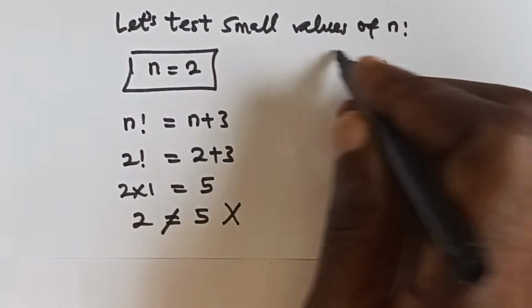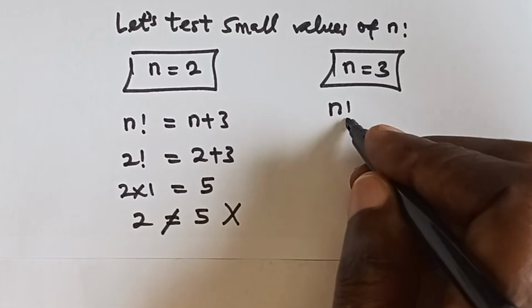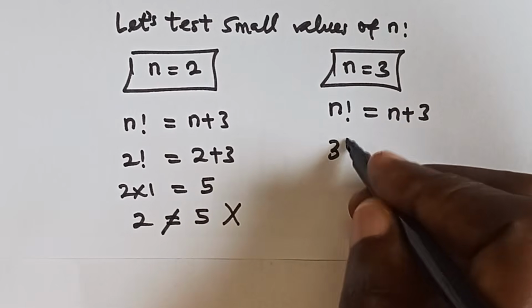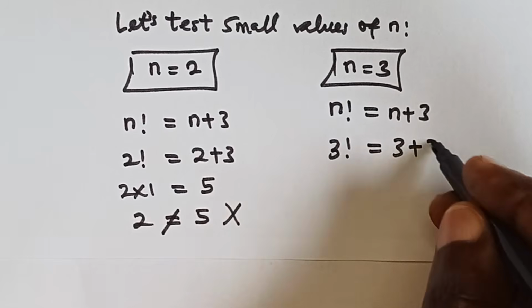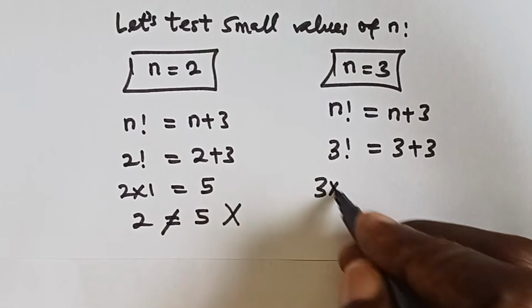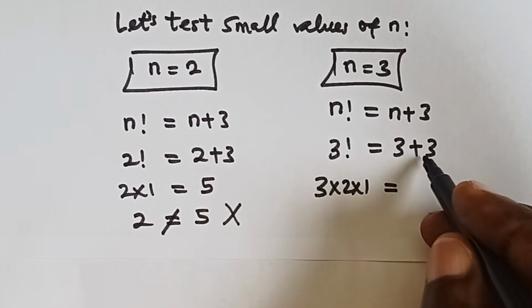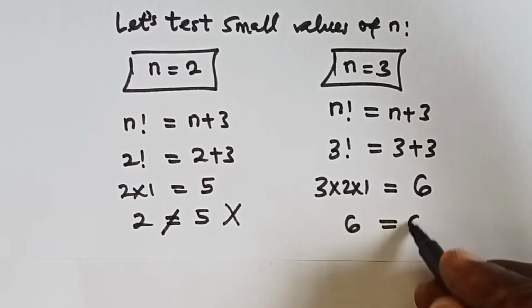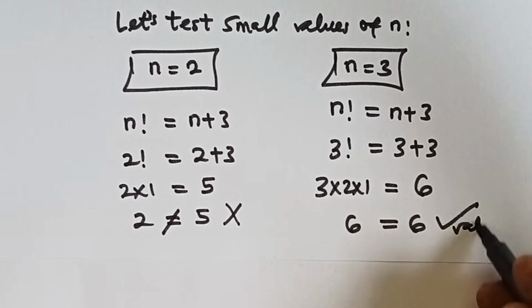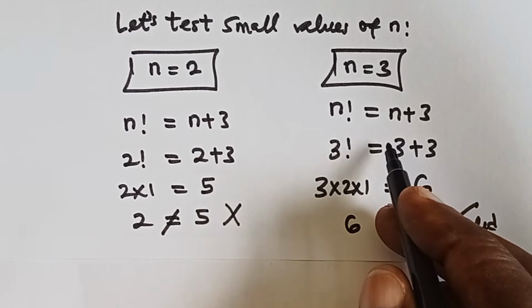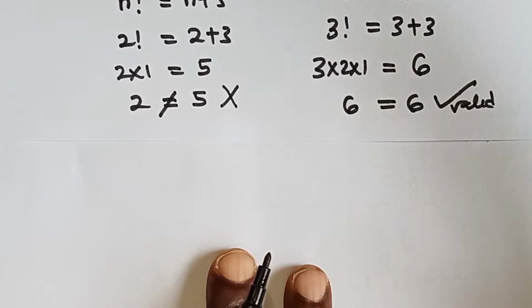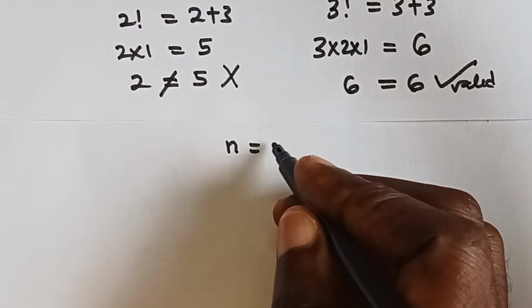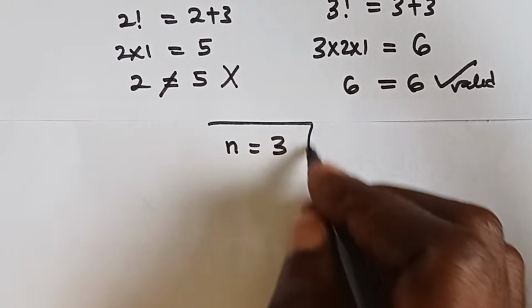Now let's test 3. Let's say n equals 3 this time around. So we have n factorial equals n plus 3. So we have 3 factorial equals 3 plus 3. What is 3 factorial? 3 times 2 times 1. 3 plus 3 is 6. Then 3 times 2 is 6 times 1. So we have 6 equals 6. That shows that n equals 3 is valid. Right, so if n equals 3 is valid, then we can now write n equals 3.